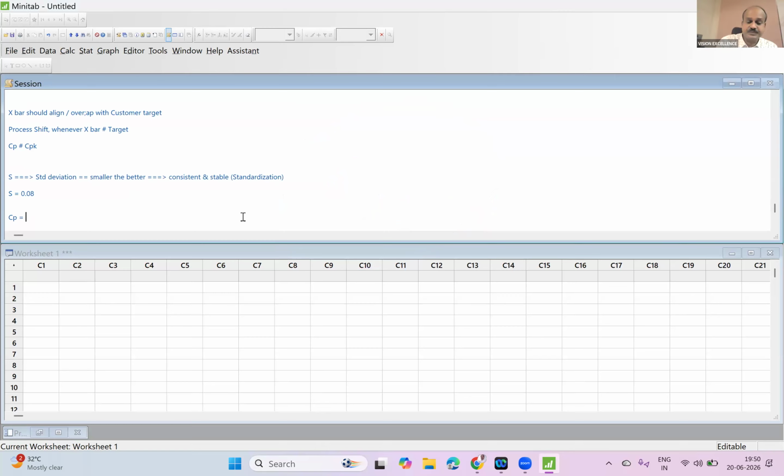CP is equal to the customer-provided tolerance divided by process spread. What is customer-provided tolerance? USL minus LSL, divided by 6 times S. What is S? The process standard deviation. Customer tolerance divided by process spread.